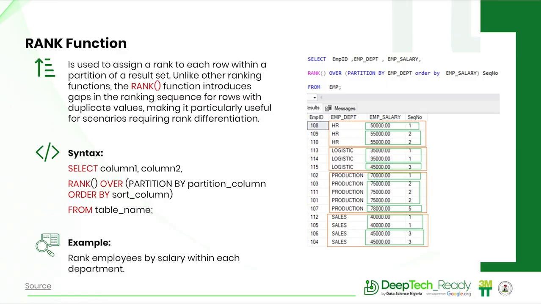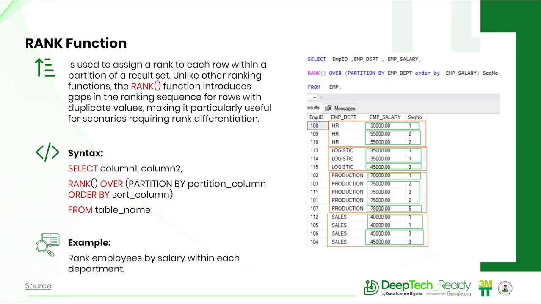In other words, when two or more rows share the same value and thus receive the same rank, the next rank in the sequence will skip the number of duplicates. So for example, if two rows are rank 1, the next row will be rank 3, introducing a gap in the sequence. So we have the syntax for the rank function as select.